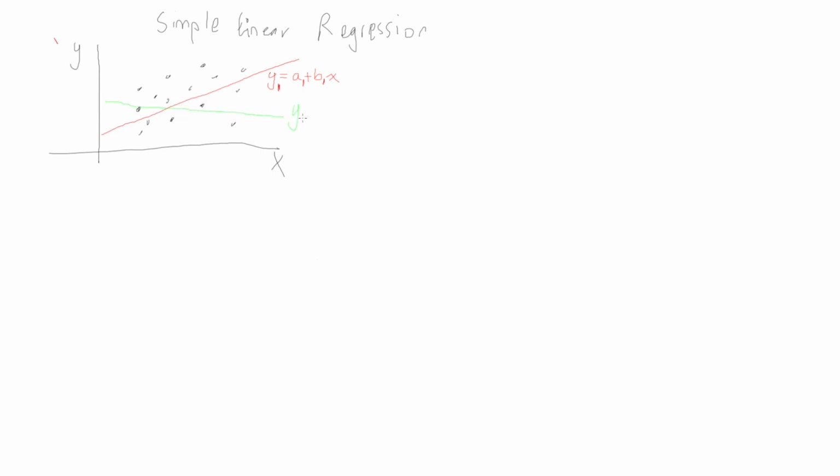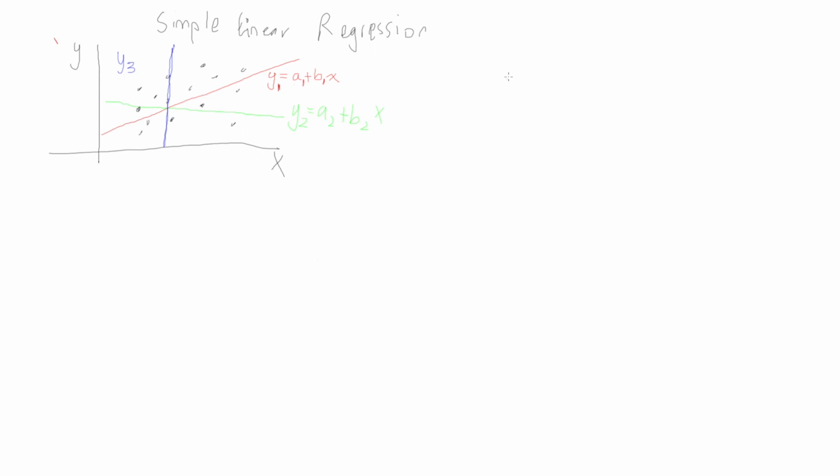We'll call this y2 equals a2 plus b2x, and we'll have a third line. Let's do something silly, maybe this line here, which is y3, and it's going to be a3 plus b3x. So we have three different lines, and the idea is we want to pick the best line. What does best actually mean in this case?